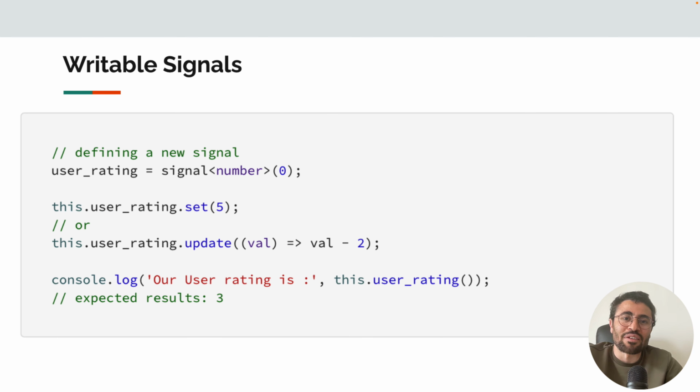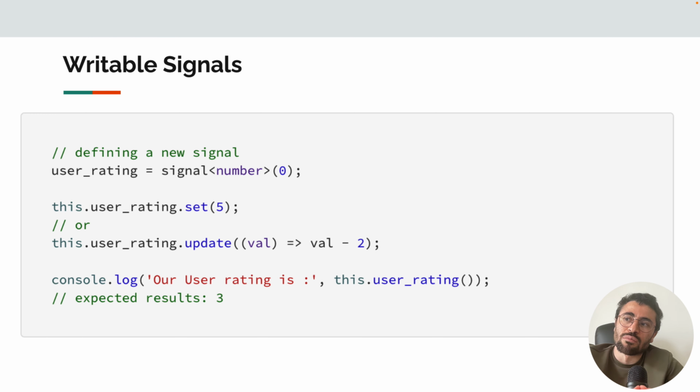Angular introduced 3 types of signals. First, writable signals. Signals that you can update either using set or update methods. Let's try an example. We have defined a new number signal, which is user rating. It will be by default 0. And then we will try to set a value in this signal, 5 stars for example, and then we will execute the rating update method.